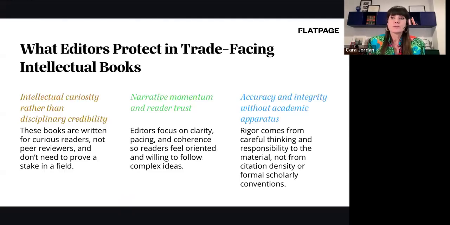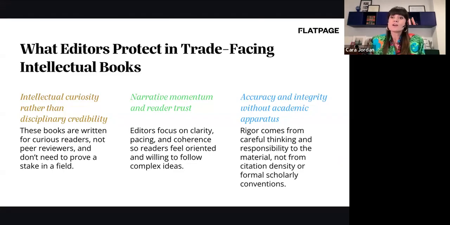Trade-facing intellectual books operate by a different set of priorities than academic ones. They don't need to establish disciplinary credibility because readers aren't evaluating your expertise when they read them. What they need instead is sustained intellectual curiosity, a sense that the ideas are worth following. They also depend on narrative momentum and reader trust. Readers need to feel oriented, carried forward, and confident that the book knows where it's going. If that trust breaks, even strong ideas can lose their force. You might lose credibility with your reader.